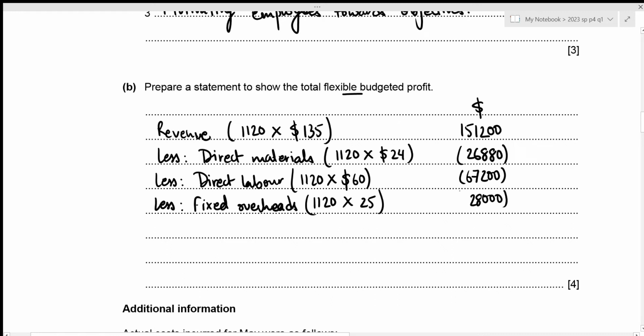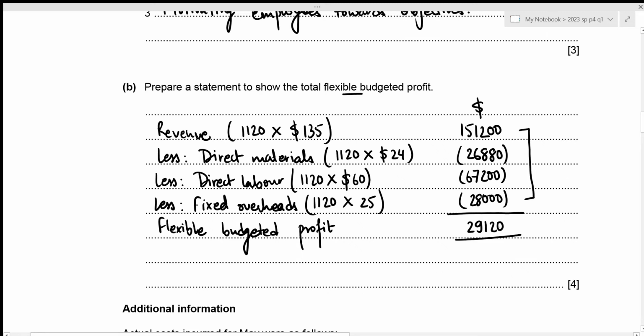This concludes all of our costs as well as revenue, so we can just figure out our flexible budgeted profit. And the profit is just going to be the sum of these four amounts. That's 151,200 minus 26,880 minus 67,200 minus 28,000, which results in our flexible budgeted profit to have the value of 29,120. This concludes the second part. Now let's move towards the third one.